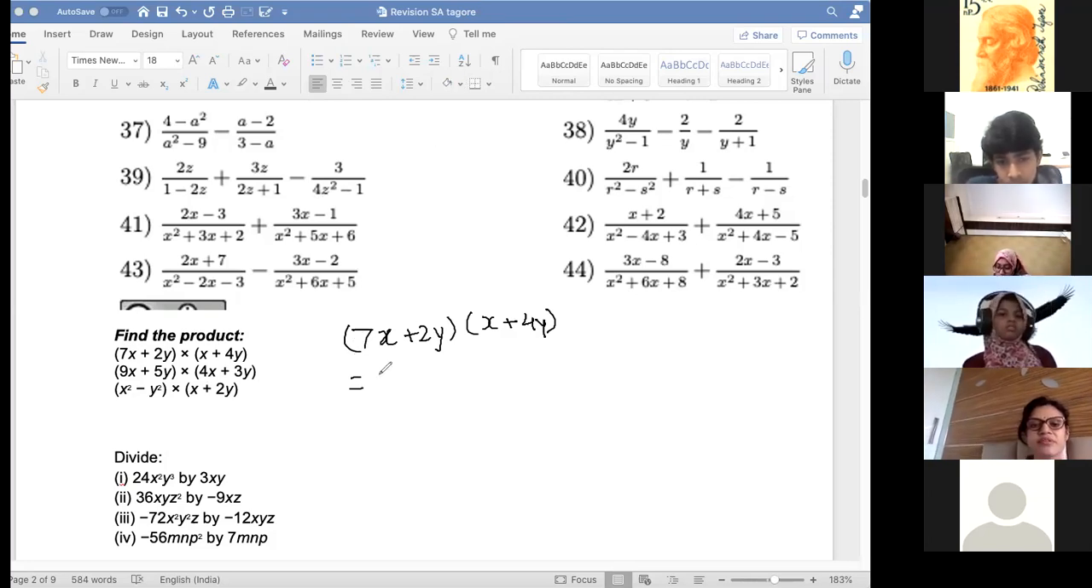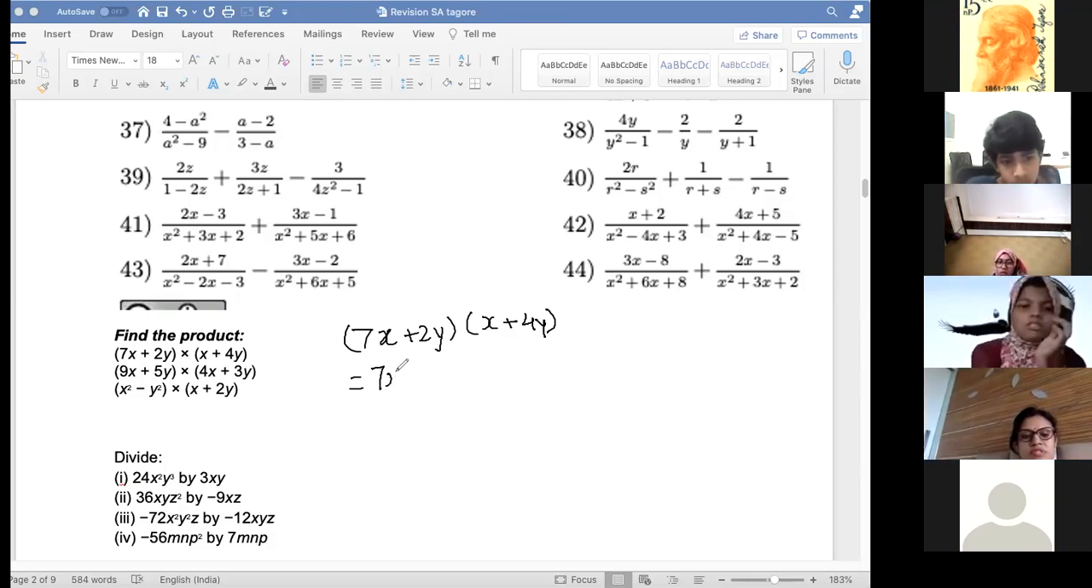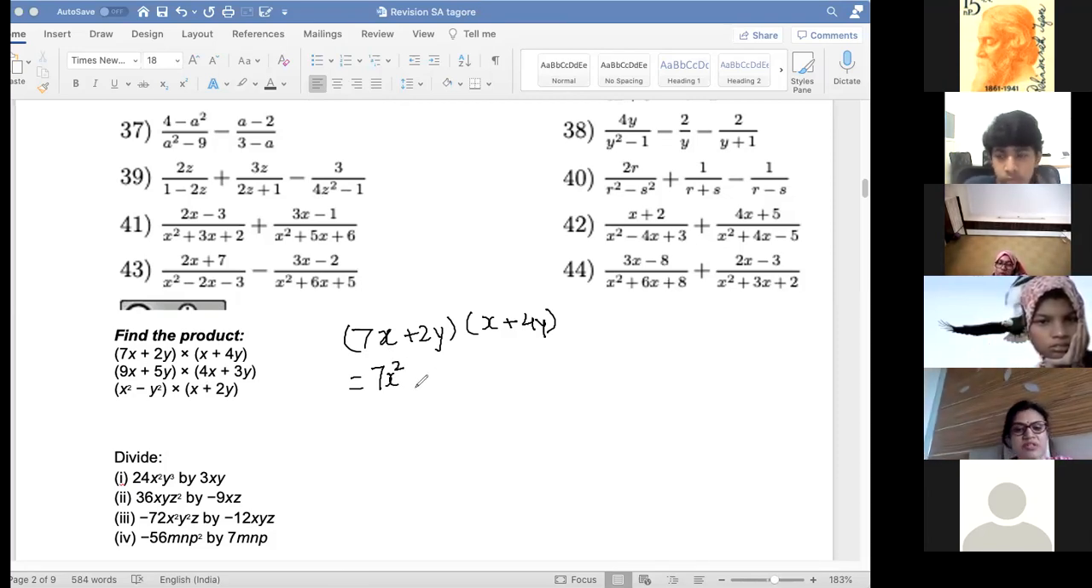Tell me the answer once again. This is the correct answer: 7x square plus 30xy plus 8y square. Okay, so multiplication I'm not doing, you can do it, this is easy.